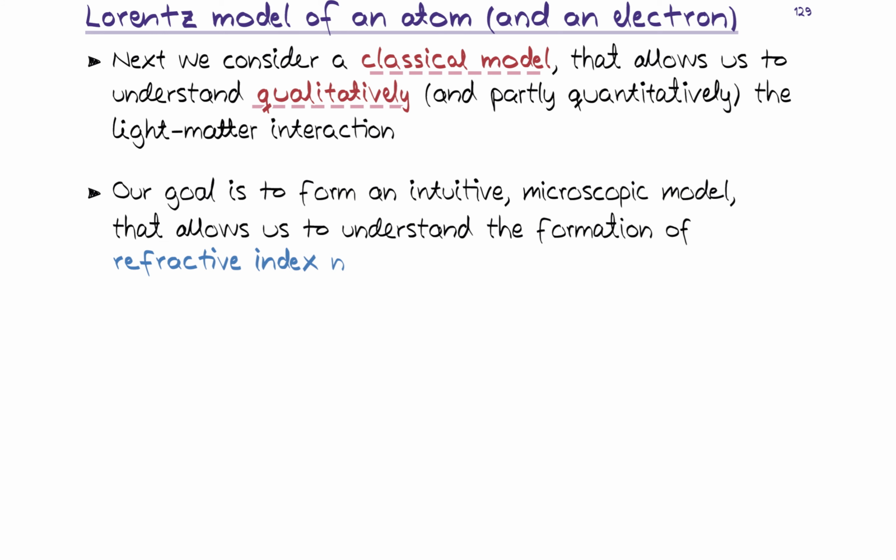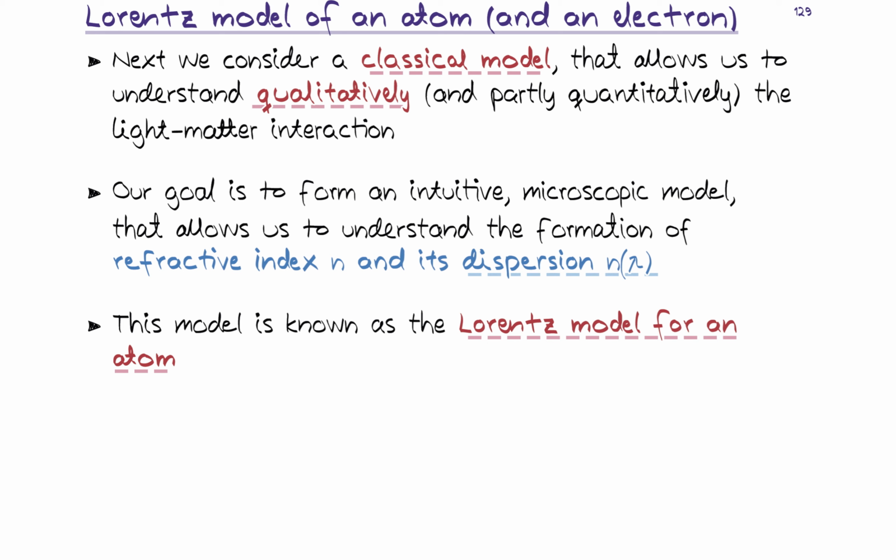And in the end, we aim to be able to qualitatively predict and calculate the refractive index profiles of different materials. And here, when I say profile, I really mean dispersion of the refractive index. So essentially not just a single number for the refractive index n, but rather how it depends on the incident wavelength. And the model we will be introducing is known as the Lorentz model for an atom. Maybe a misnomer, since mainly it's the electron residing nearby the atom, bound to the atom, oscillating due to the incident driving field that actually causes things. But nevertheless, this is the name.